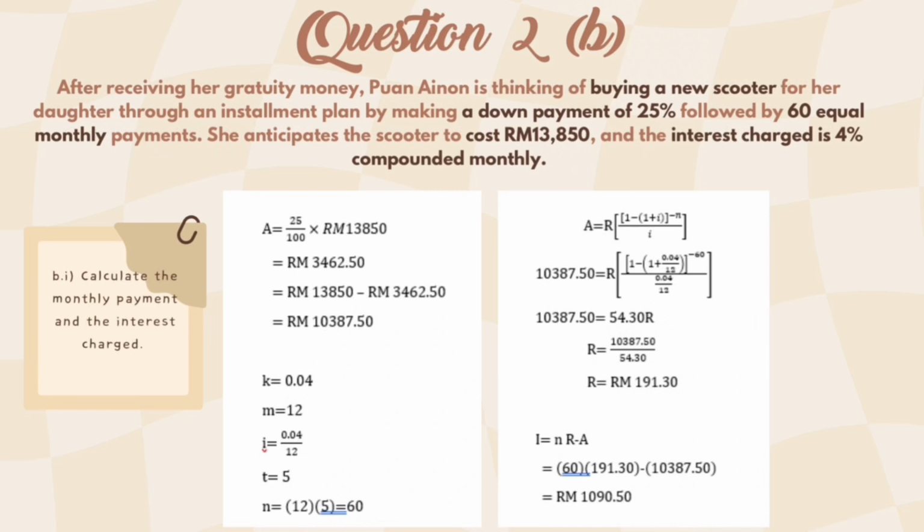So, in this question, we will use the formula A equals to R bracket 1 minus 1 plus I in bracket to the power of negative n over I bracket. After substituting the information given into the formula, we will find the monthly payment, which is R equals to 191 ringgit 30 cent. Meanwhile, to find the interest charge, we will use the formula I equals to NR minus A. And after all the calculation, we will get the answer, which is 1,090 ringgit 50 cent.